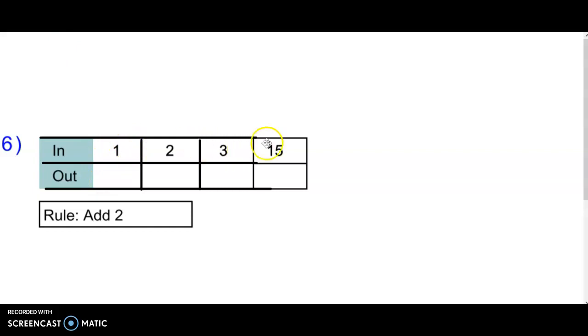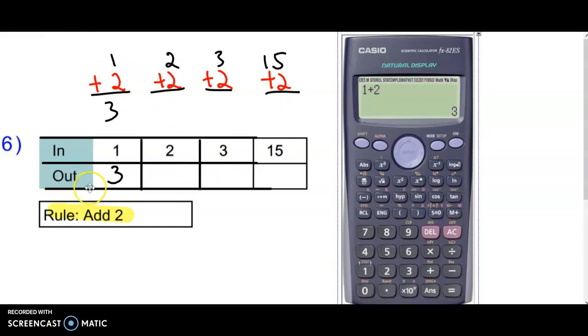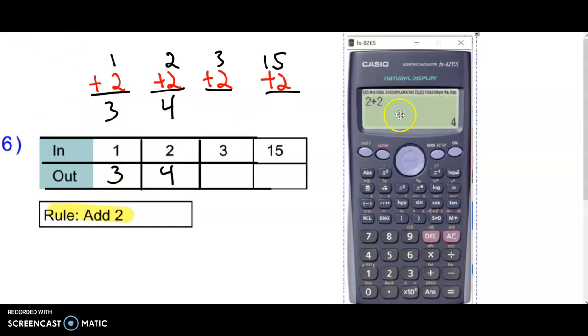So we're going to take the numbers that we got going in, 1, 2, 3, and 15. And we're going to apply the rule, which is add 2. I'm going to apply that same rule to every number. Okay. And then we'll do 1 plus 2. 1 plus 2 is 3. We write 3 for the out. 1 went in, 3 came out. And then when we put 2 in, what comes out? When we put 2 in, 2 plus 2 is 4, and 4 comes out. So you just keep on going, and then you complete the table.